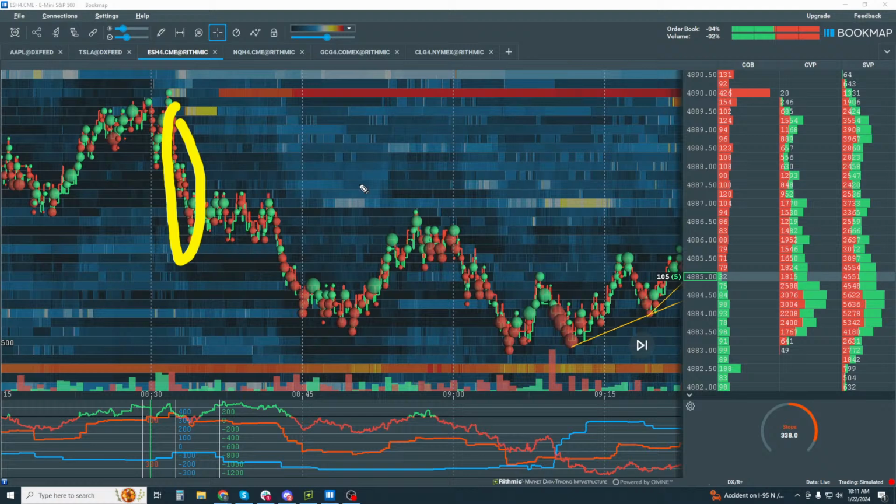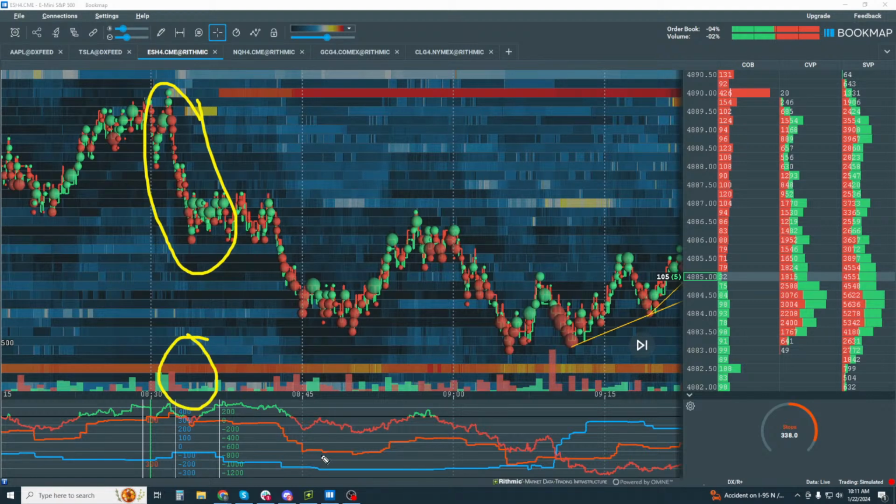This volume in here. Whoa, hold on. All right. So this volume in here, look at it down here. It's not a whole lot of selling. In fact, there's quite a bit of buying up in here, and there's quite a bit of buying in here.